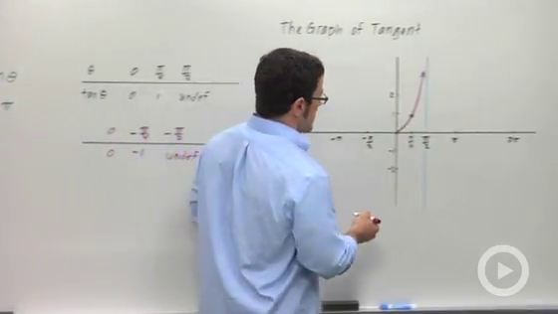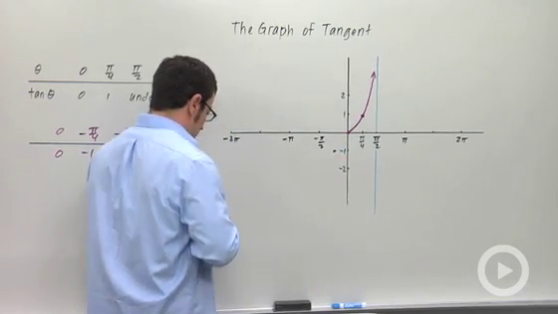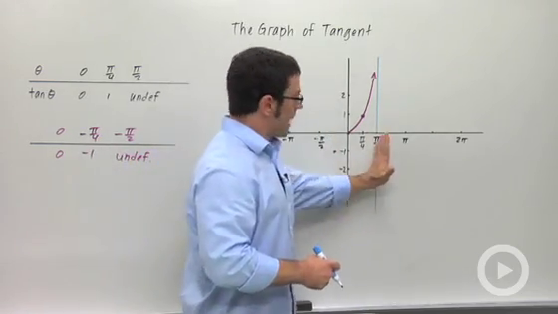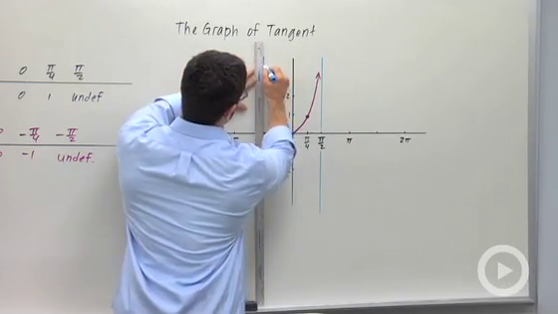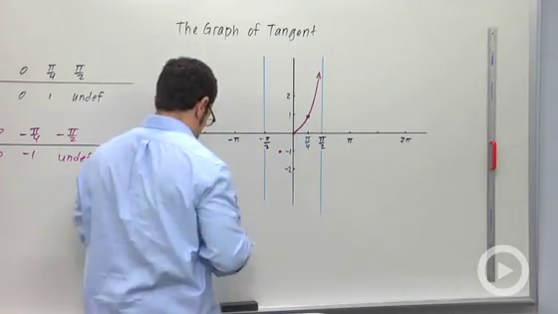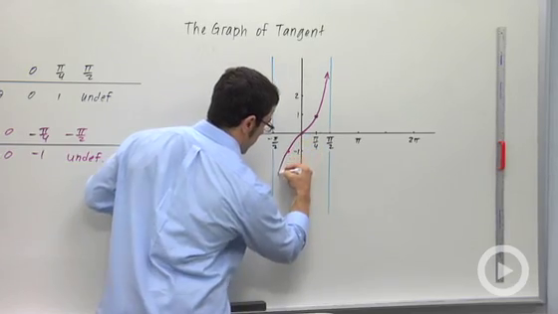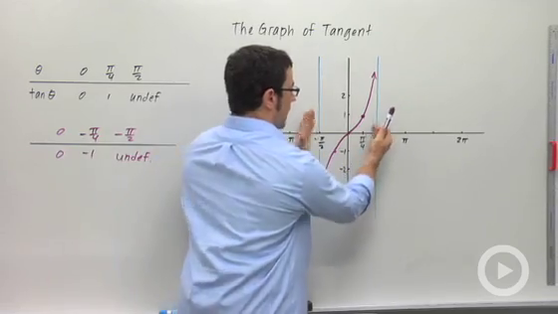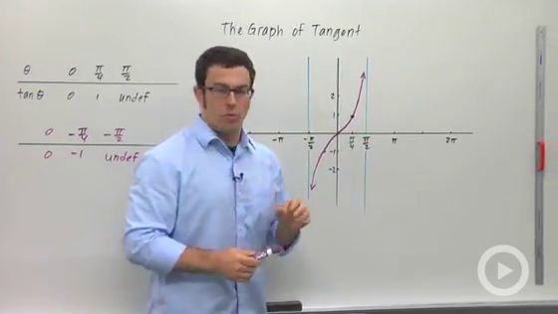So let's go back here. At negative pi over 4, I'm going to have negative 1. And I'm going to have an asymptote at negative pi over 2, just like I have at pi over 2. So let me draw that really quickly. And I complete the graph like so. Now this gives me one period of tangent, because the period of tangent is pi. So I want to duplicate this here and here, at least two more periods.